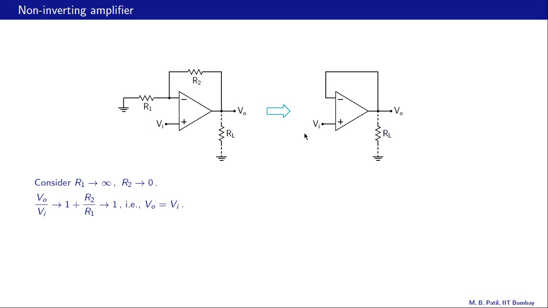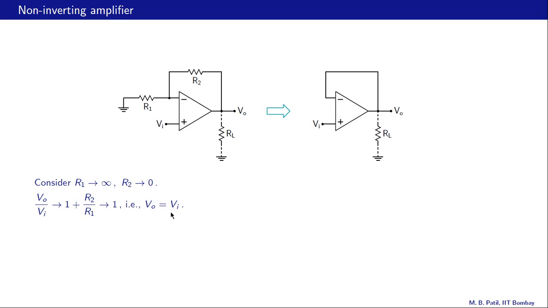Now let us see what VO is in terms of Vi. For the non-inverting amplifier, as we have already seen, VO divided by Vi is 1 plus R2 by R1. R2 is 0, R1 is very large, so this quantity simply becomes 1. So that means VO is equal to Vi because the gain is 1.